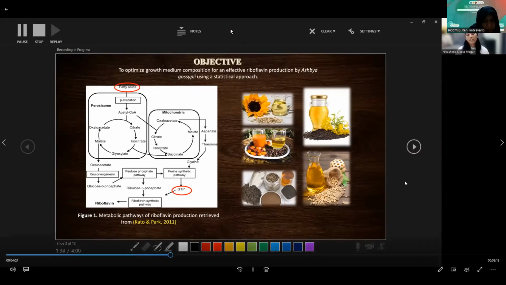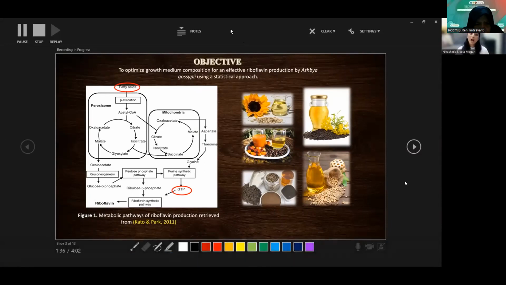Free fatty acids are ingested and stored or accumulated in lipid form and are further produced as riboflavin.